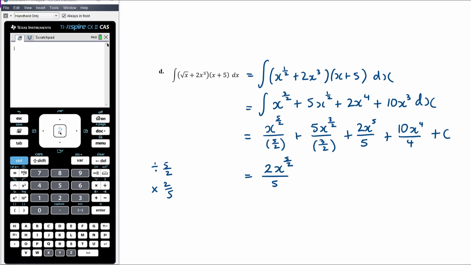Dividing by 3 on 2 is multiplying by 2/3. So multiplying 5 by 2/3 is going to be 10/3. Okay, so again, you can write it as 10/3 x to the 3 on 2 if you prefer, or you can write it as 10x to the 3 on 2 over 3.